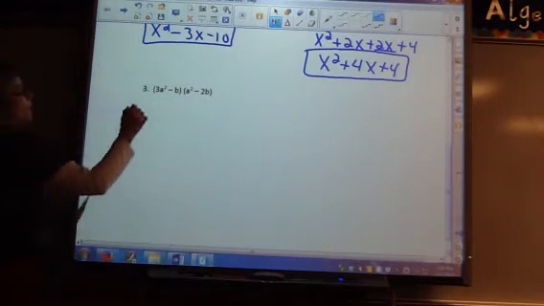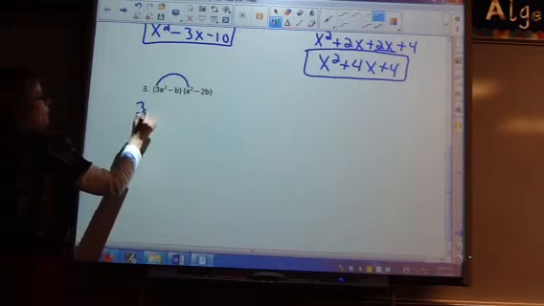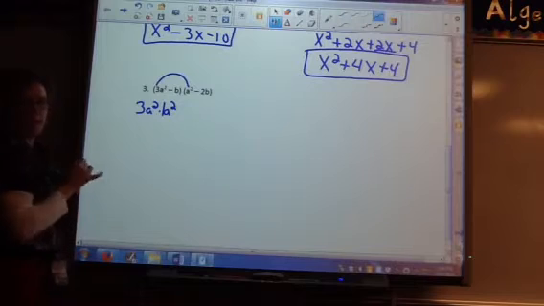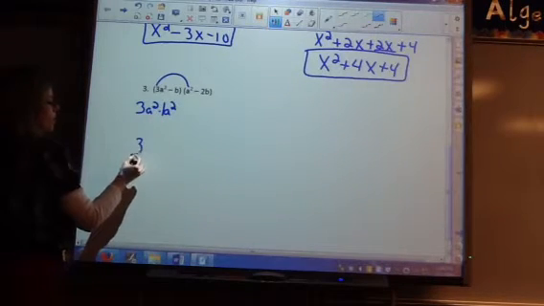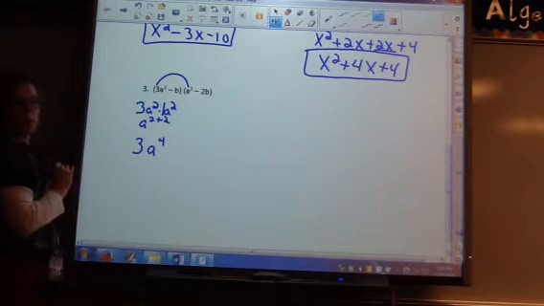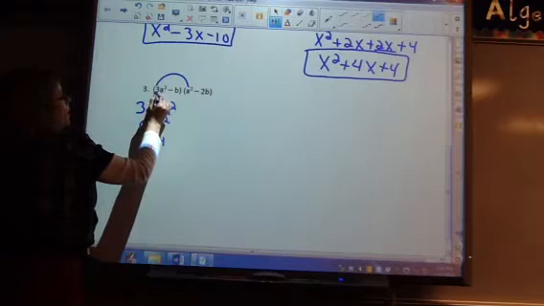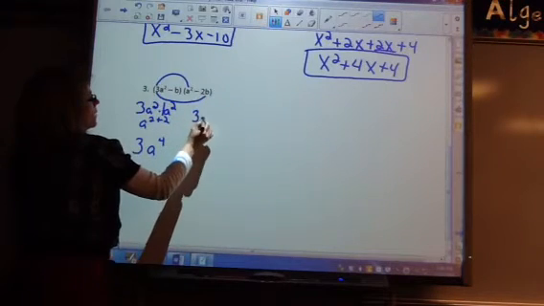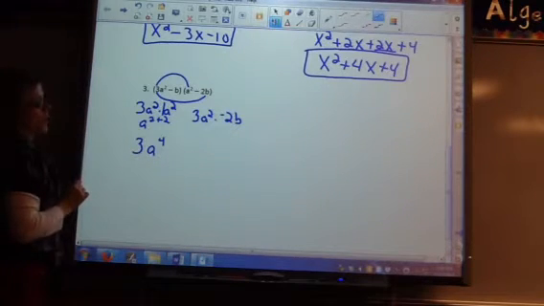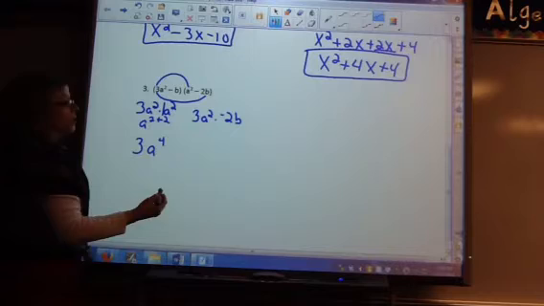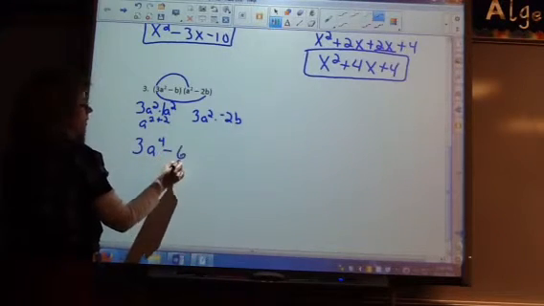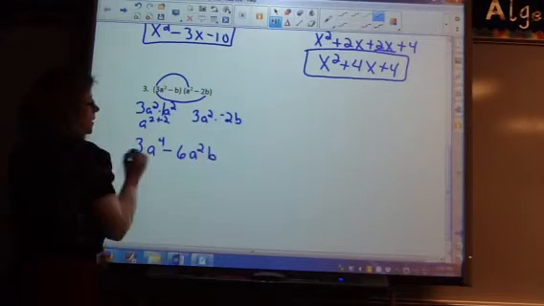Okay, let's FOIL this. First, so we have 3a squared times a squared. So remember, there's a coefficient in front of that a if you need it. 3 times 1 is 3. A squared times a squared, you add your exponents. Then we have outer, so that's 3a squared times negative 2b. All right, when you're multiplying, you do not have to have like terms, so multiply your coefficients. 3 times a negative 2 is a negative 6, a squared b.